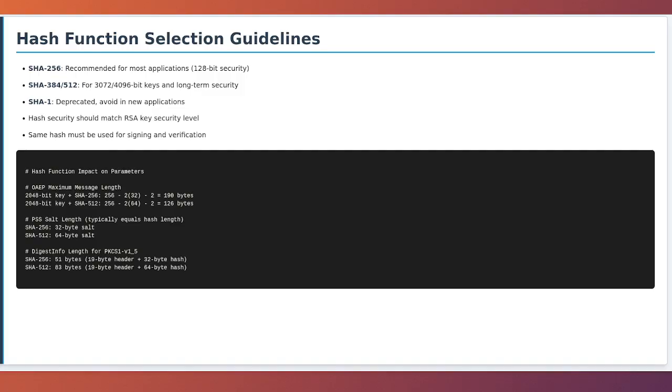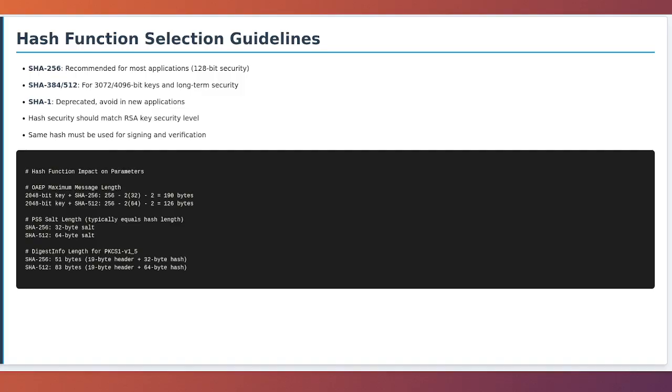These provide larger hash outputs and higher collision resistance, better matching the security level of the larger keys. SHA-512 is actually faster than SHA-256 on 64-bit processors due to its use of 64-bit operations. However, the larger hash outputs increase the size of signatures and reduce the maximum message size for encryption.